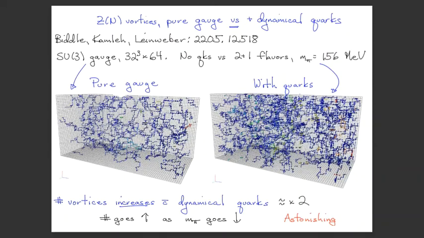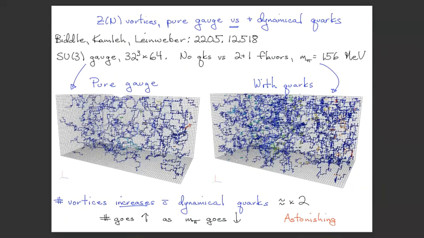I just want to flash this picture, and then I'll be done. This is work that appeared, well, there's more recent work last year. This was from a conference proceeding. This is the density of free vortices in pure gauge. Now it's gauge dependent. You may think it's kind of hinky. That's possible. But as the mass of the quarks goes down, the density of vortices increases. It's just exactly the opposite direction. You would have thought that the quarks would have pushed out the vortices.